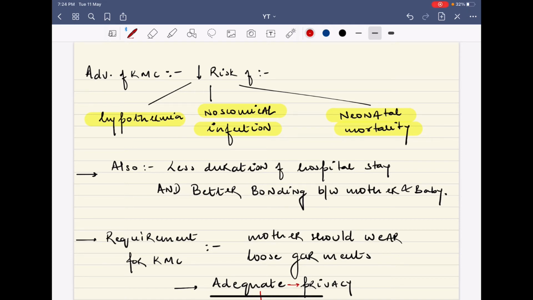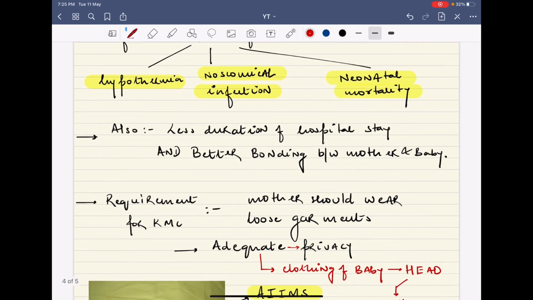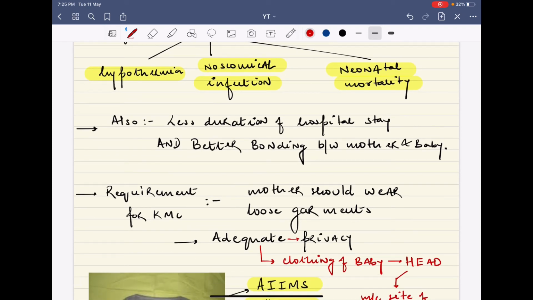And another thing is it reduces neonatal mortality. Now, another important advantage is less duration of hospital stay and better bonding between mother and child. Kangaroo mother care helps in better bonding between mother and baby. Hence, there is a shorter duration of hospital stay, and we know that one of the important components of kangaroo mother care is early discharge. Due to this, there is an early discharge of the baby.